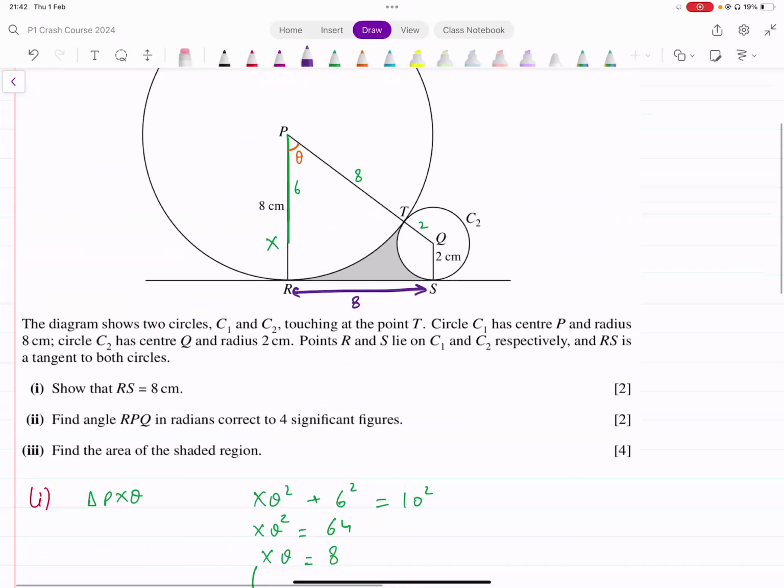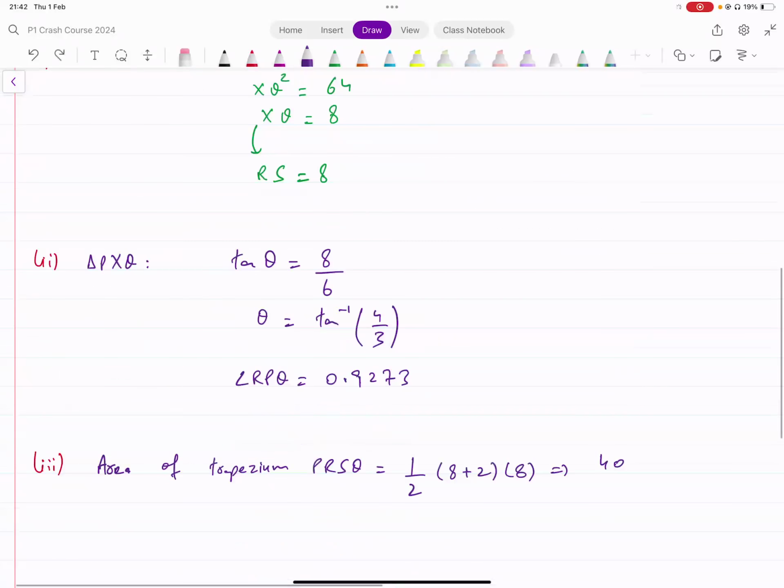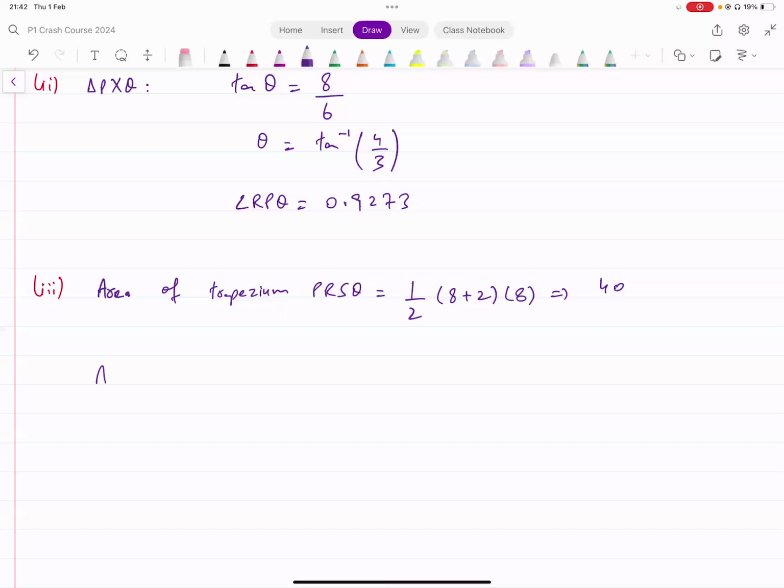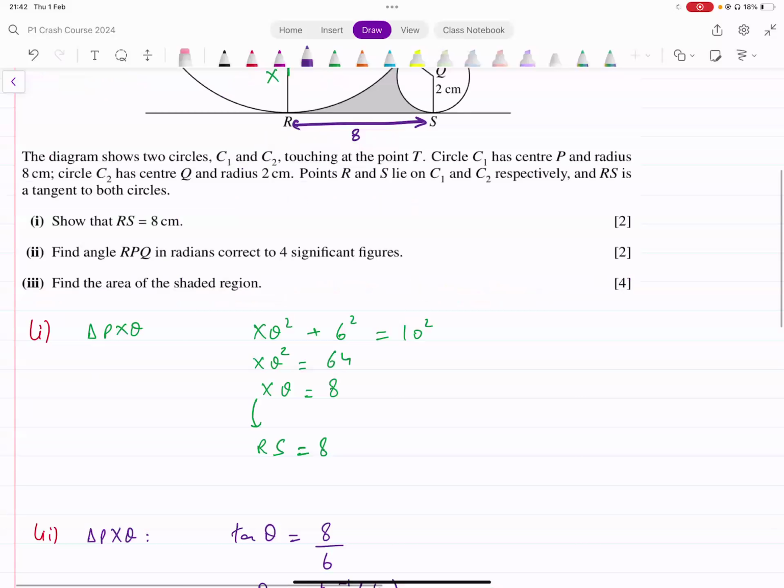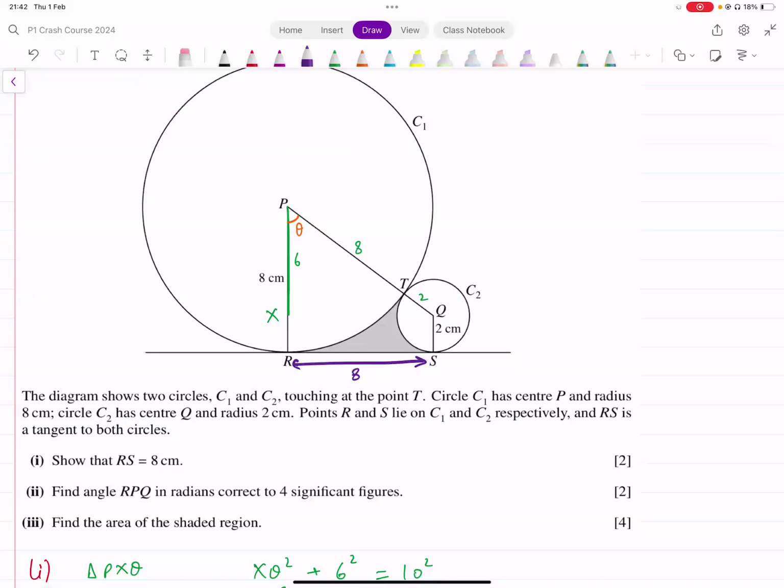What about the sectors now? We have one sector here, PR. One sector, right? What's the area of the sector PRT? Let's find that. Area of sector PRT. Remember the formula, half r squared theta. Area of sector is half r squared theta. What's the radius of the sector? The radius of the sector is 8.